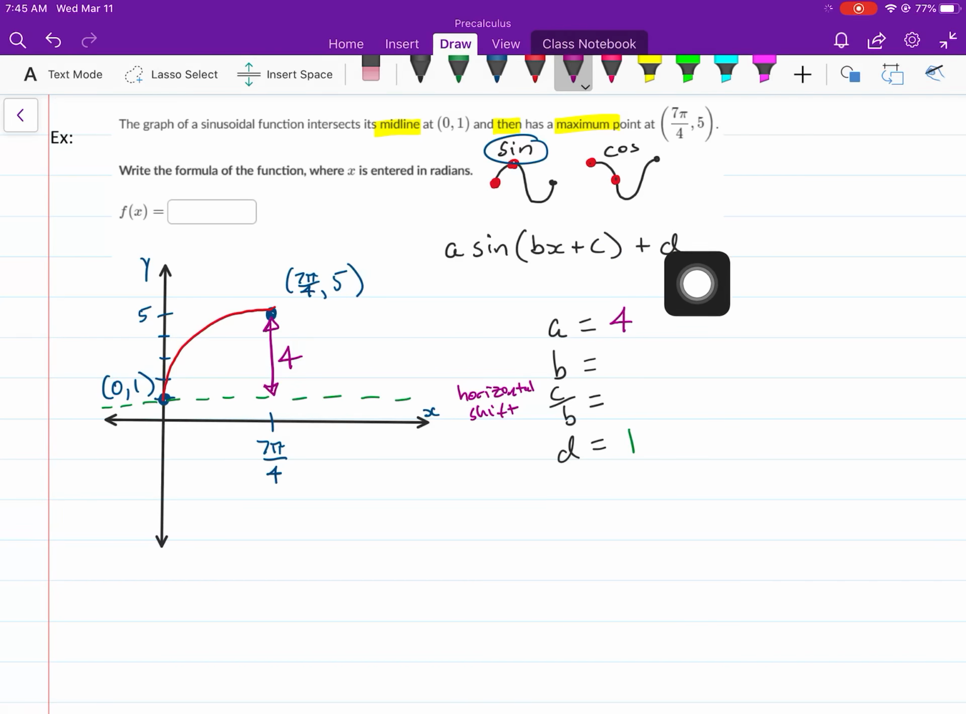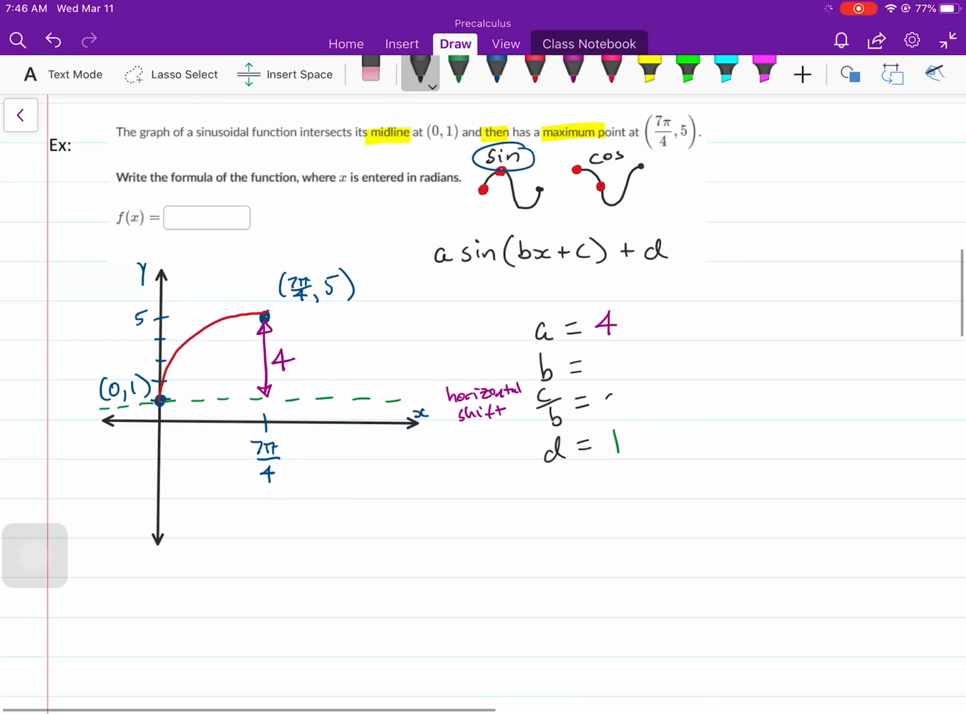So we've already covered A and D. Let's look: does this shift left or right? Typically we start on the y-axis, and here we're starting on the y-axis, so no, we don't really have a horizontal shift here. If it started on the midline somewhere else and then went through its curve, then it would have a horizontal shift. But it's not doing that, so we have no horizontal shift. It's right on the y-axis that it's starting.